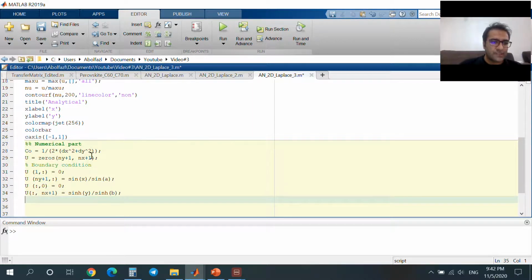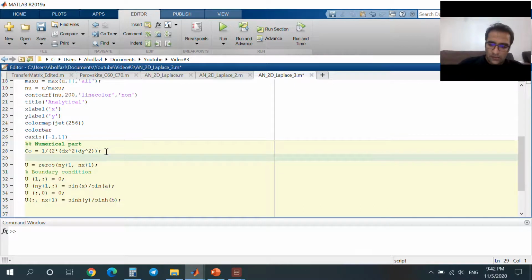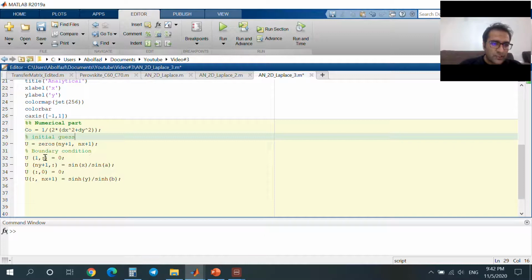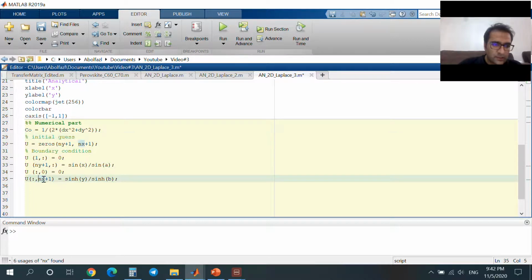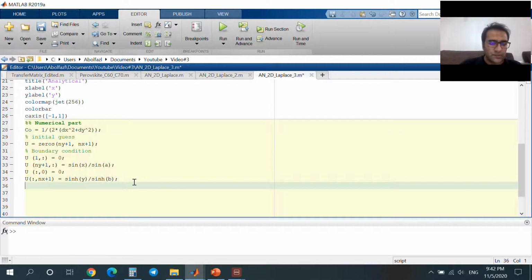Okay, so let me here also make the comment, initial guess. Our initial guess is just 0 at every point, and we define the boundary condition. Let's check it. Right. And this is our boundary condition. What else? Okay, nothing. Let's put it inside a loop and calculate at every point, point by point.